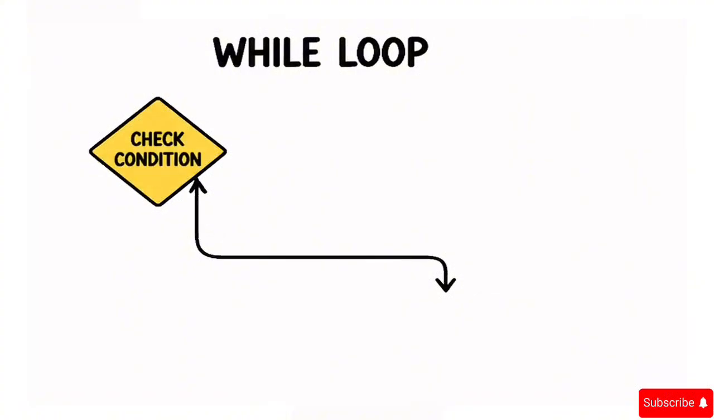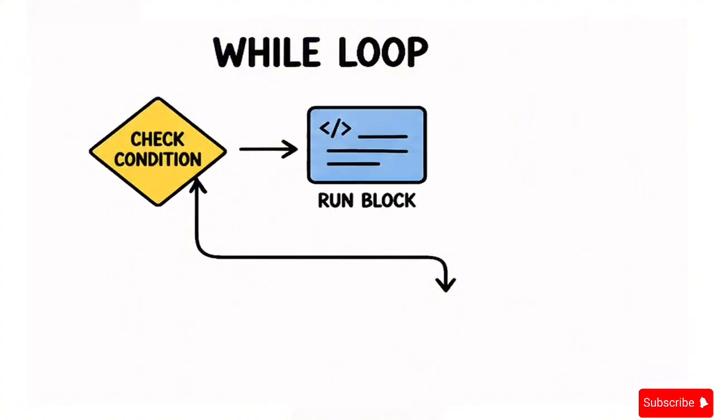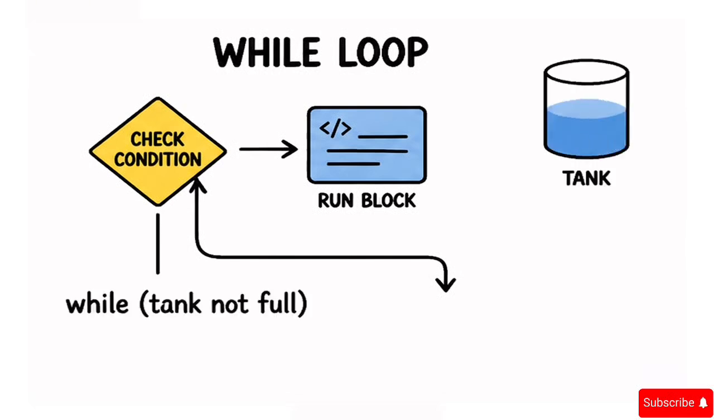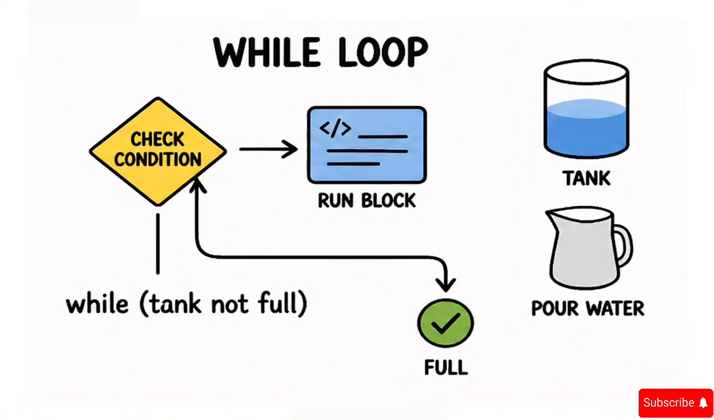A while loop checks the condition first, then runs the block. It is used when you do not know the exact number of repeats. For example, while the tank is not full, keep pouring water.